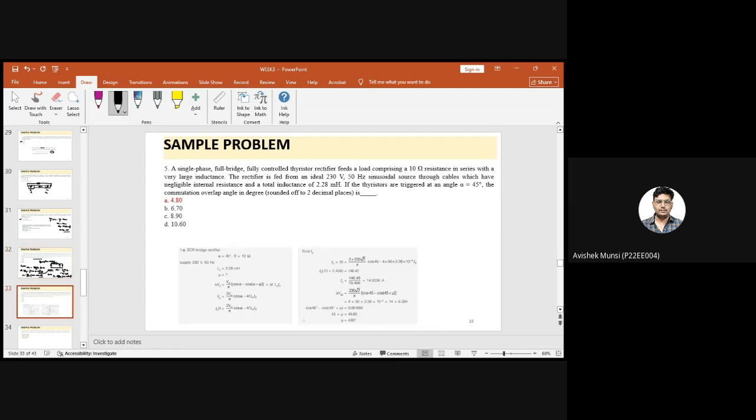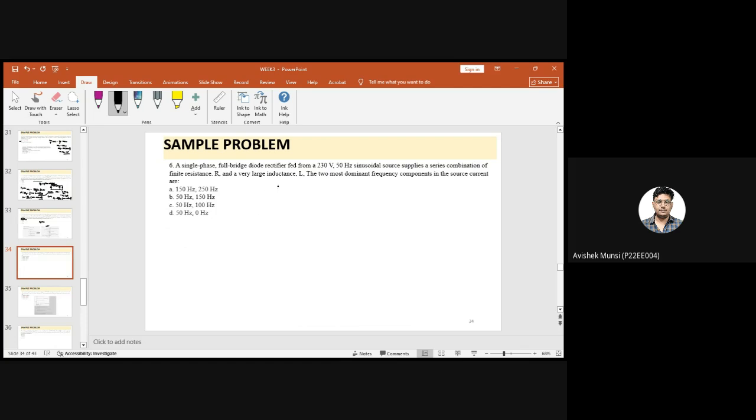So if you use the formula, you can solve it. Just put the formula Vm by pi, cos alpha plus mu, equal to 4f Lh I naught. Since it is a single phase, it will be two pulse, so you have to use that formula. Solving it, the mu value is 4.80.